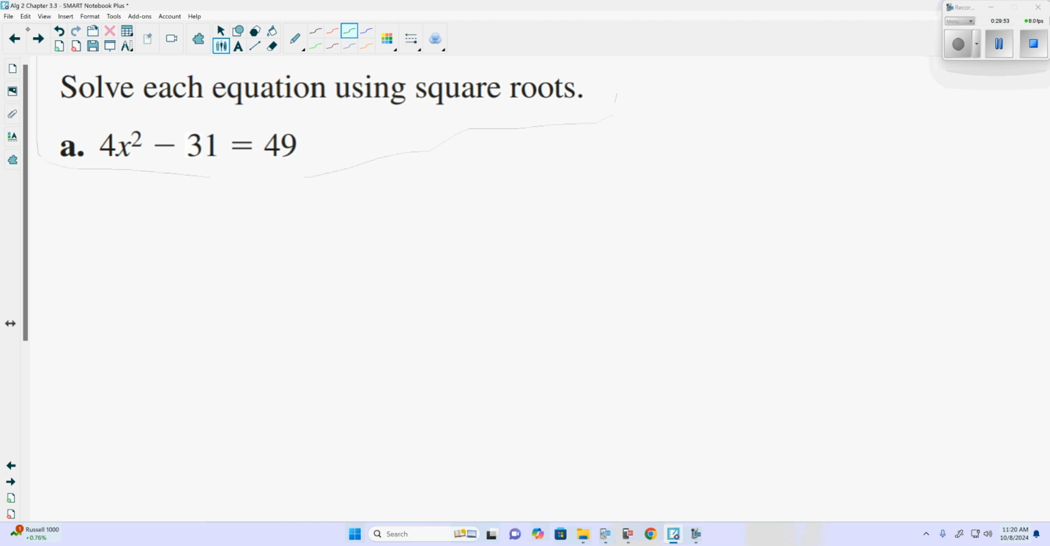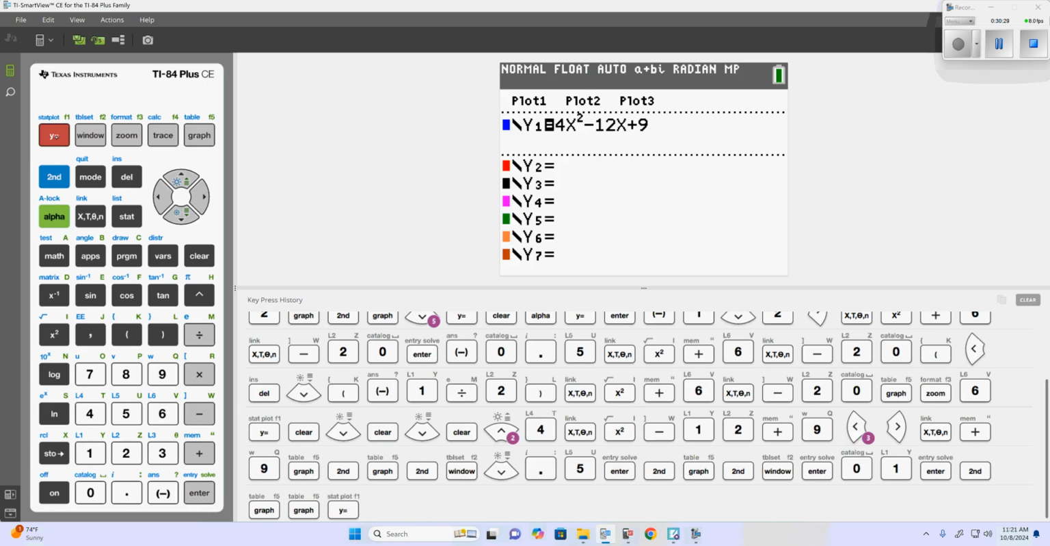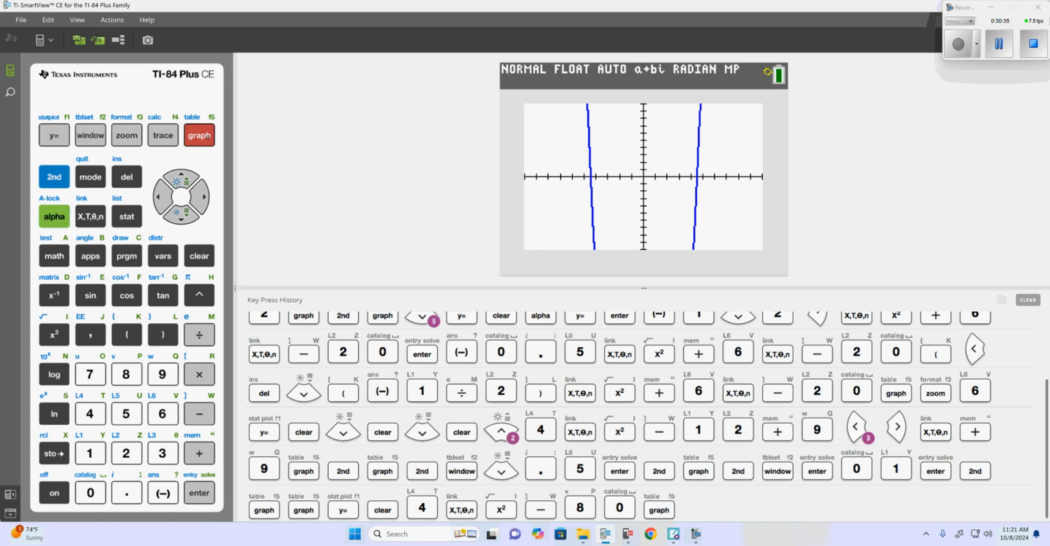Solve each of these using the square root method. Now, if we solve this by graphing, we would need to get this equal to 0, yes? So I wouldn't write this down. I'm going to show you how to do this by graphing, so don't write this. We would subtract 49 from both sides, telling us that 4x squared minus 80 is equal to 0. Again, I wouldn't write this down. And we can take the graphing calculator. y equals 4x squared minus 80, graph.